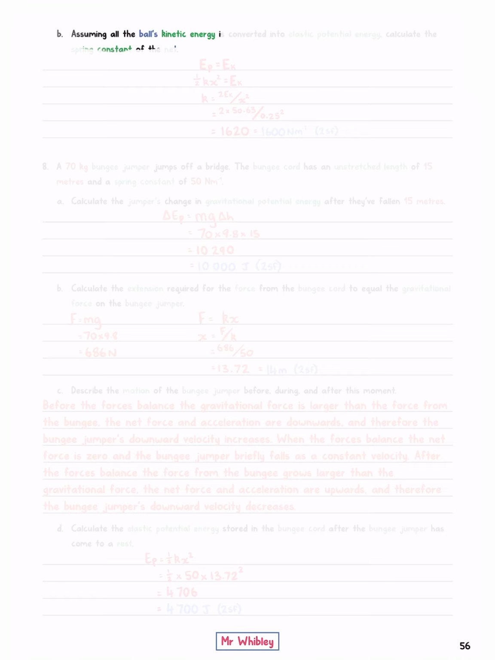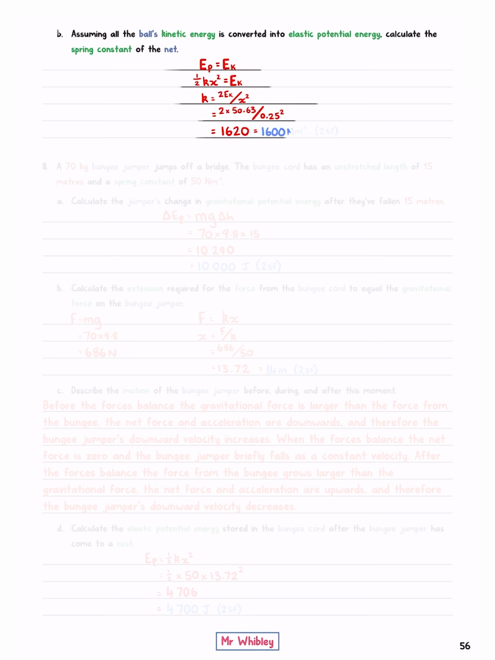Assuming all the ball's kinetic energy is converted into elastic potential energy, calculate the spring constant of the net. If all the kinetic energy is converted into elastic potential energy, then we know that these two are equal, where we know that EP is half kx squared, and we can leave EK as EK because we found its value in the last question. Solving this for our spring constant, putting our numbers in, gives me 1620 or 1600 newtons per meter to two significant figures.